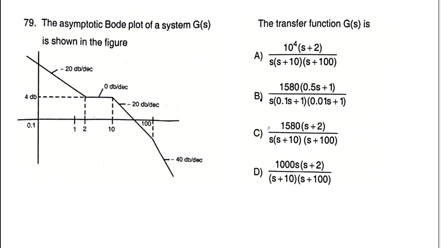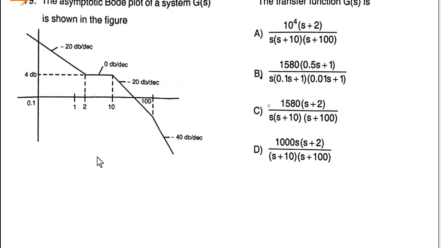The next question is from the Bode plot diagram. See this question. The asymptotic Bode plot of a system G(s) is shown in the figure. Here we need to calculate the transfer function. Before discussing the transfer function, by looking at the diagram itself, what equation can we get here? So we can write the transfer function as follows.